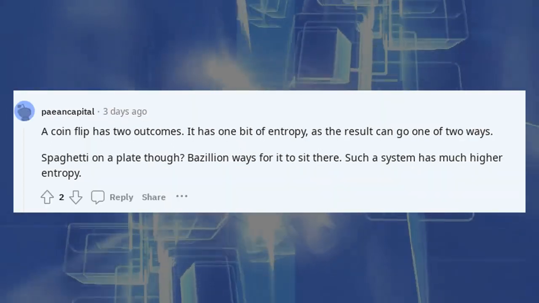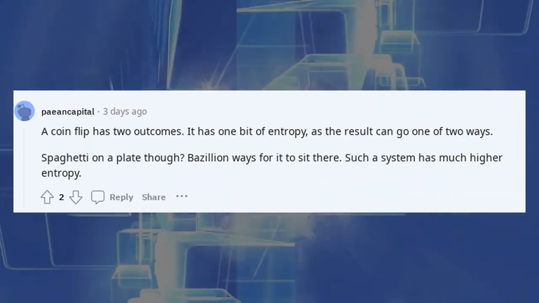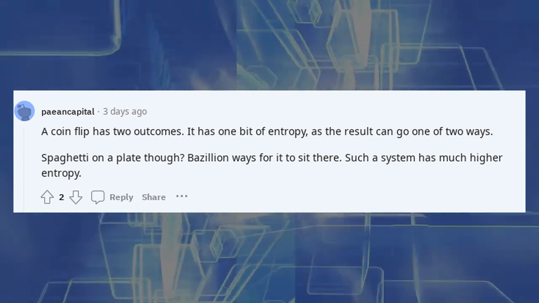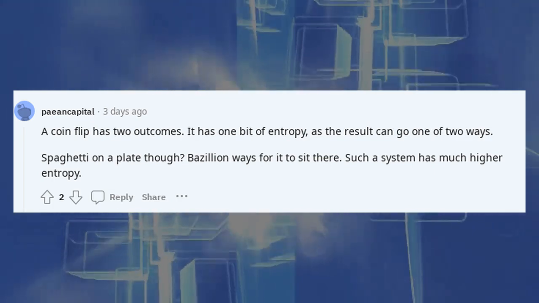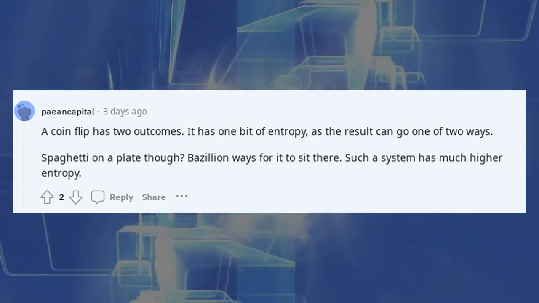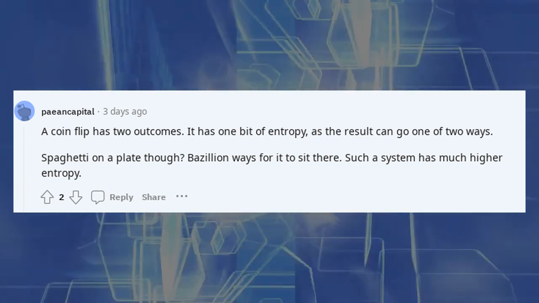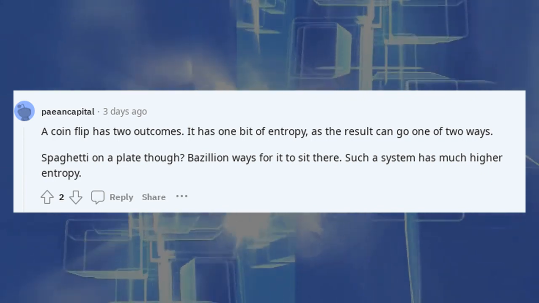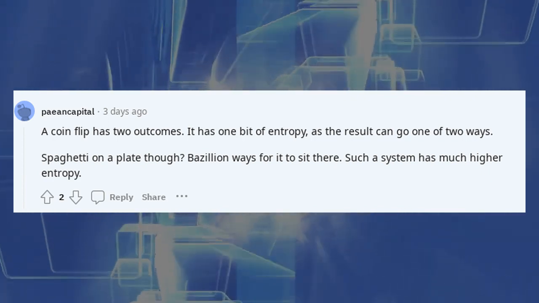A coin flip has 2 outcomes. It has 1 bit of entropy, as the result can go one of 2 ways. Spaghetti on a plate though. Bazillion ways for it to sit there. Such a system has much higher entropy.